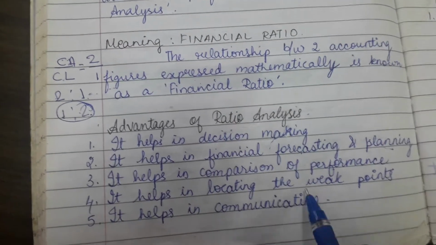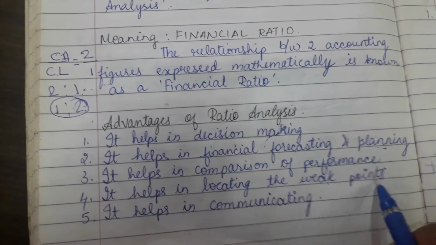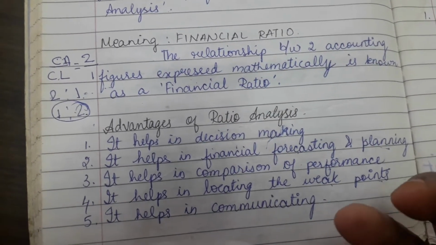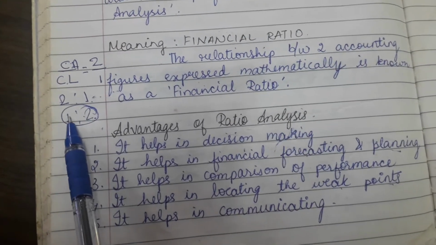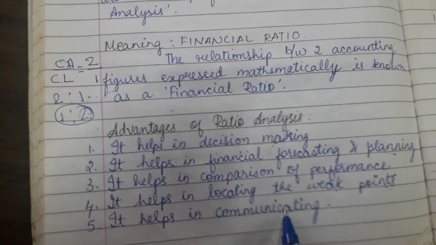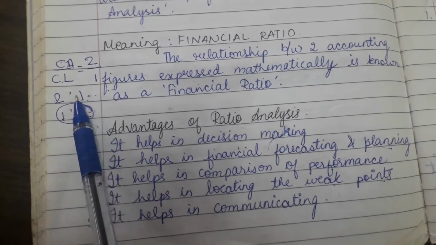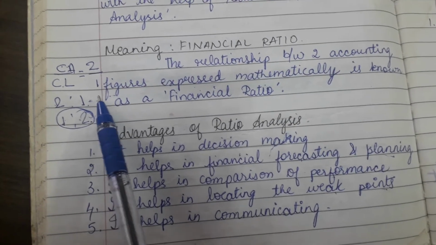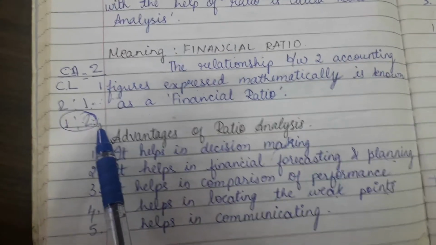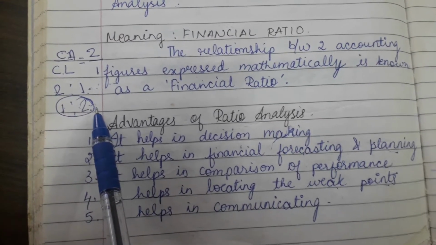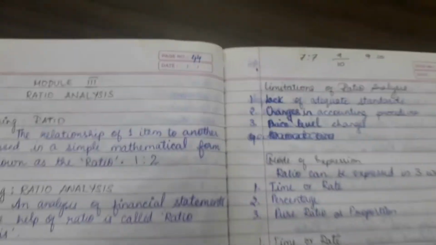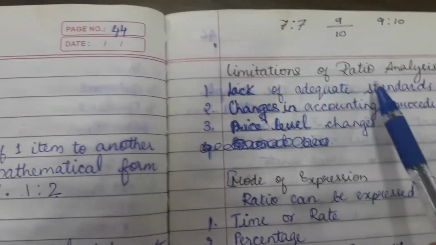Next, it helps in locating weak points with respect to ratio analysis. For example, my weak point is that my current assets are less and my current liability is more. It helps in communicating: I am communicating that my company standard is very good with respect to current ratio, that is current assets by current liabilities. Otherwise I am communicating that my company standard is not so good because my current assets are less than my current liabilities.